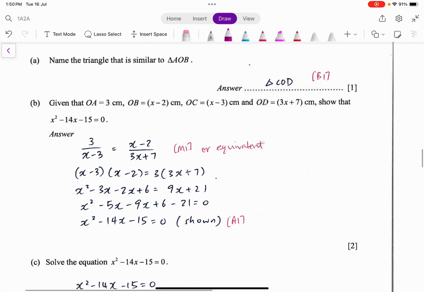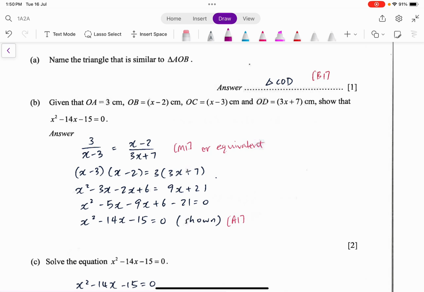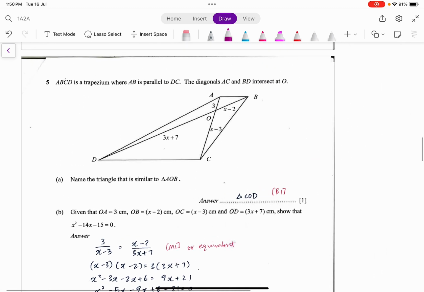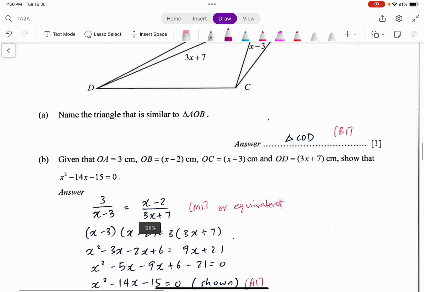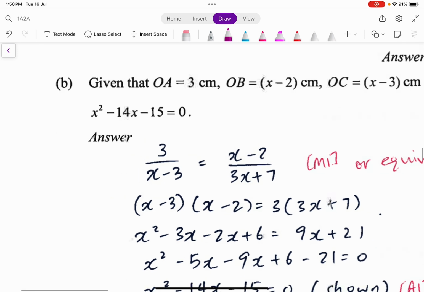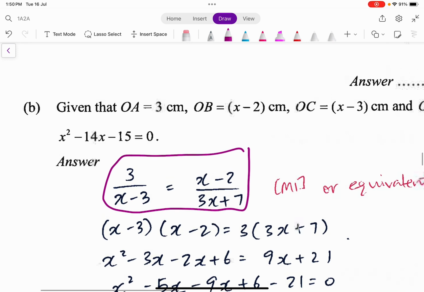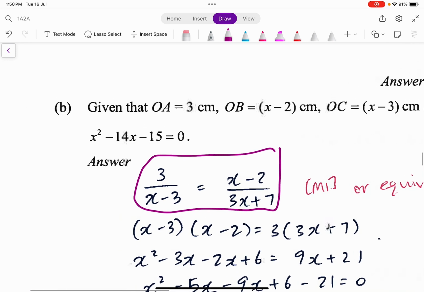Okay, come, let's take a look at this. Here we go. It's about similar triangles. They say that triangle COD and AOB are similar. I think maybe some of you couldn't reach here. So let us just start off here. If you couldn't start, you cannot go on, so you can do this part. Write this down for part B first, and then we can go on with it.